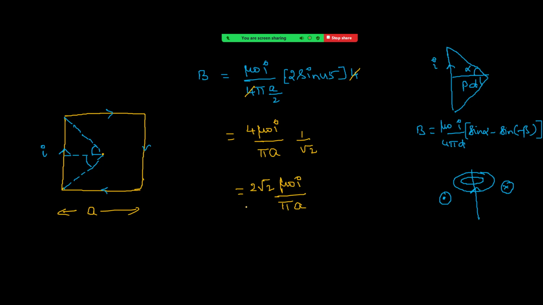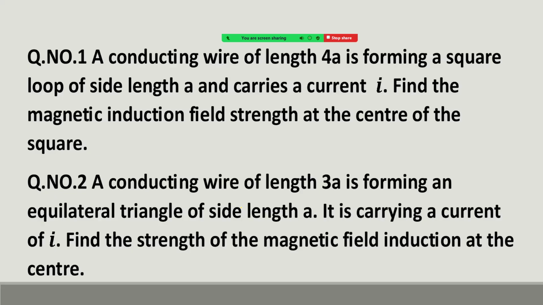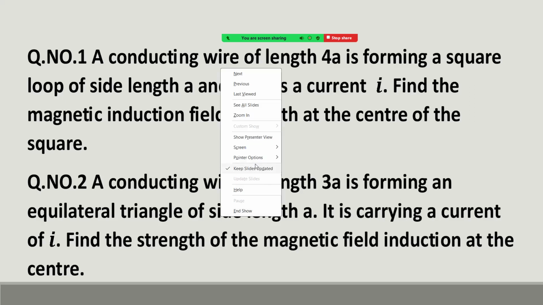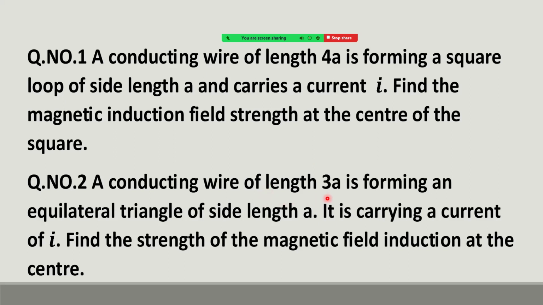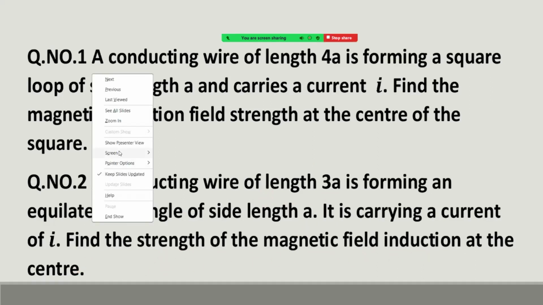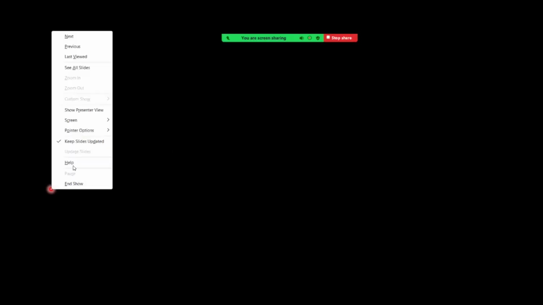Okay. Let us see the next problem. The next one is again the same kind of question. A wire of length 3a forms an equilateral triangle of side length a. Find the strength of the magnetic field induction at the center, or you can say centroid. Again using the same result, first make a triangle.